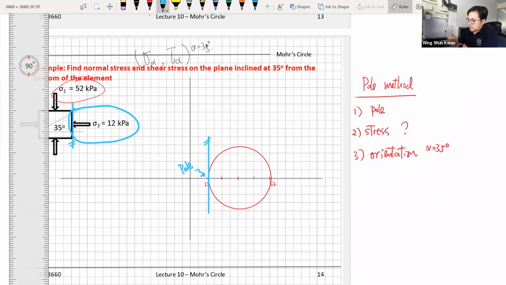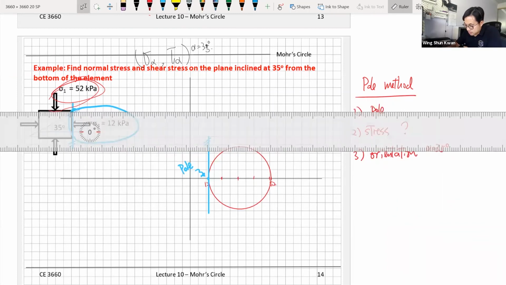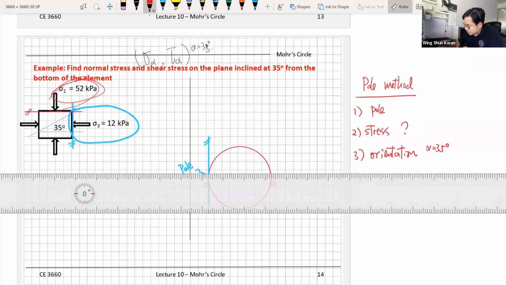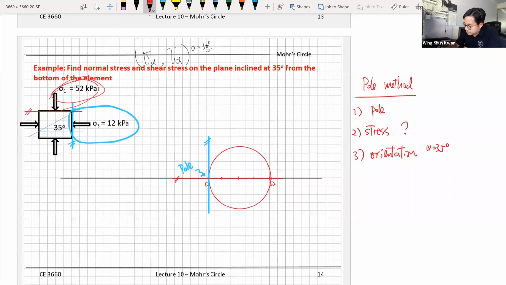And we can double check ourselves. If we look at the other given plane right there, we know the stress point and we know the plane. This needs to be parallel with this plane. We know the point, which is 52 kilopascal, and it needs to have the same orientation as the plane on the soil element. So this is the plane, and the cutting point here is the pole.